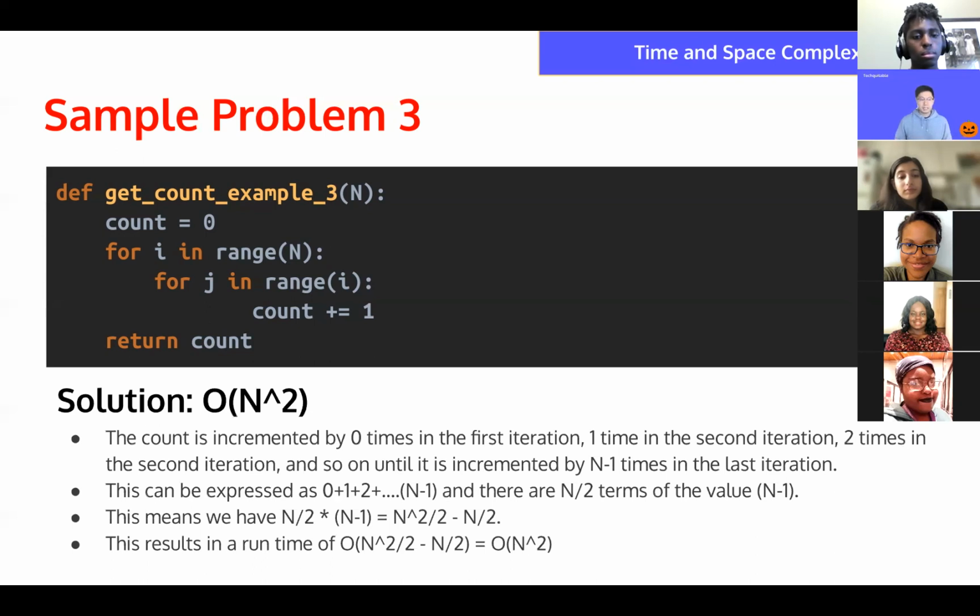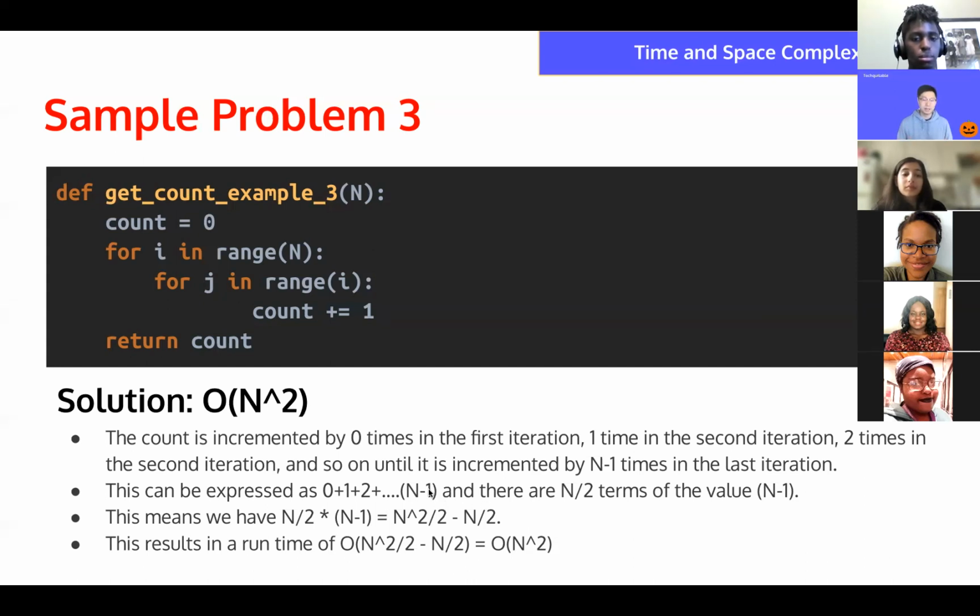And the reason for this is, as I was trying to illustrate, we count more each time as the other loop gets incremented as well. When we express it in mathematical terms, what you have is 0 plus 1 plus 2 plus dot dot dot all the way to n minus 1. What that means is that there are basically n over 2 terms where the value is equal to n minus 1.